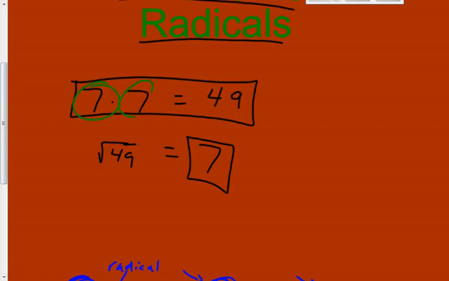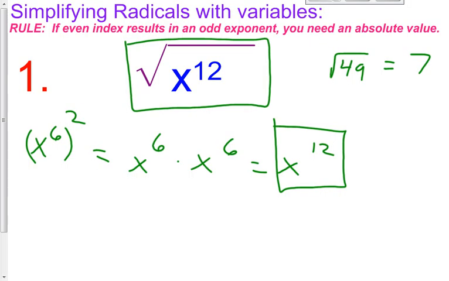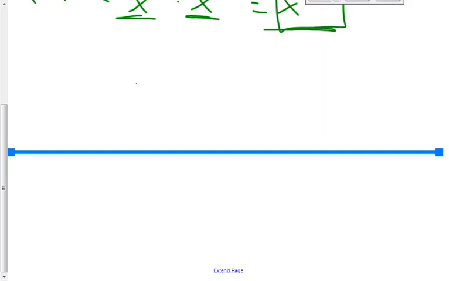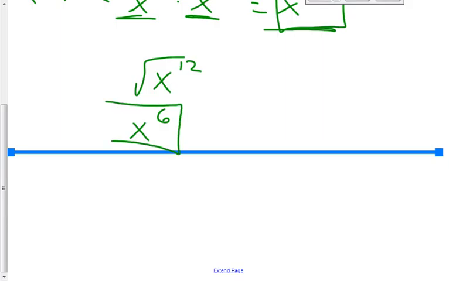So that's kind of like saying 7 times 7 equals 49, so the square root of 49 is 7. In the same way, x to the 6th times x to the 6th is x to the 12th. So the square root of x to the 12th is x to the 6th. This is our answer for the first one. It is x to the 6th.